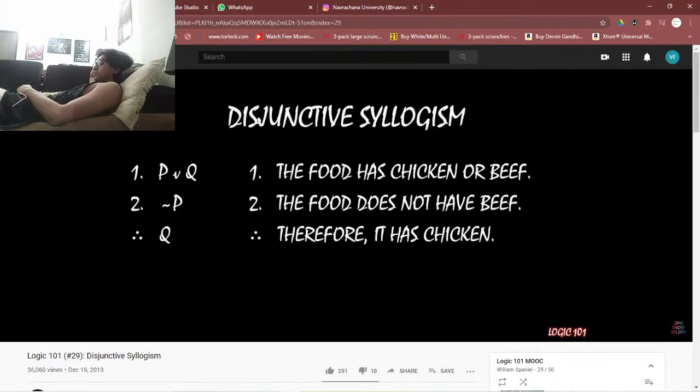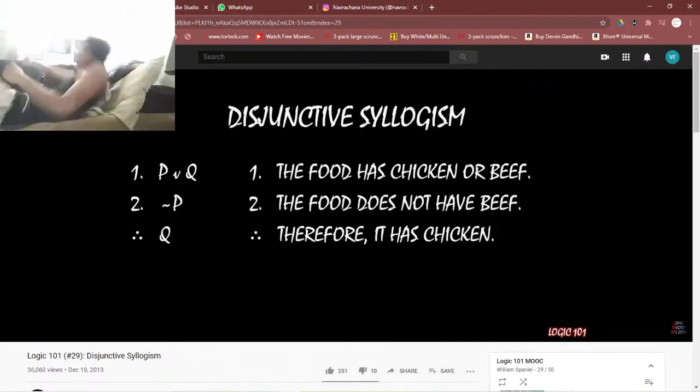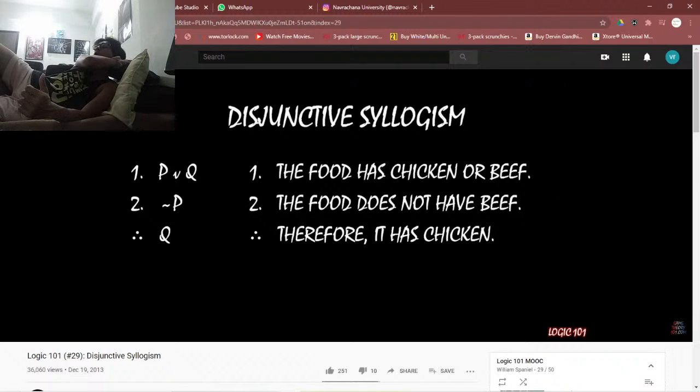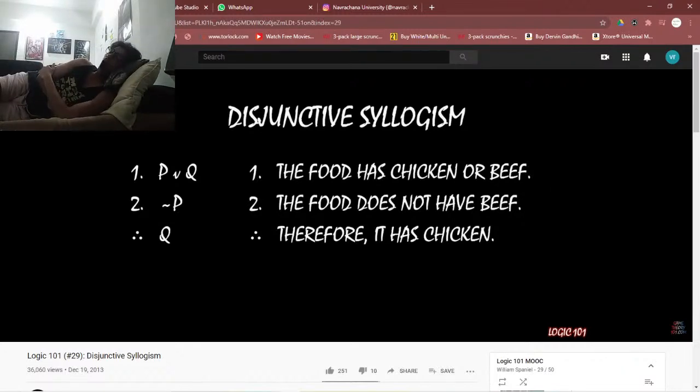And if those two things are true, we can conclude that the food must have chicken. The reason for this is that the disjunction tells us that at least one of those two things must be true. It must be the case that the food has chicken, or the food has beef, or the food has both. But if we know that the food doesn't have one of those two things, by virtue of the fact that it must have at least one of those two, if it doesn't have one thing, then it must have the other thing. So if it doesn't have beef, it must have chicken.